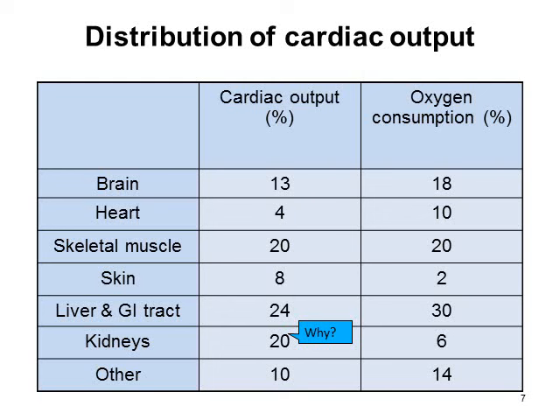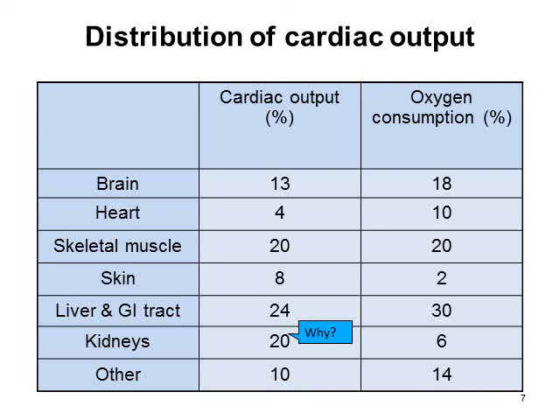When we discuss cardiac output, we're referring to the amount of blood that's coming out of the heart per heartbeat. Cardiac output as a percentage, and oxygen consumption as a percentage of the total oxygen in the blood, varies between the organs. If you have a look at the key organs on this table, for the brain, approximately 13% of the cardiac output goes to the brain, and the brain uses approximately 18% of the oxygen in that output. The heart itself has a much smaller proportion of the cardiac output. Only 4% of the blood that exits the heart actually goes to the heart itself.